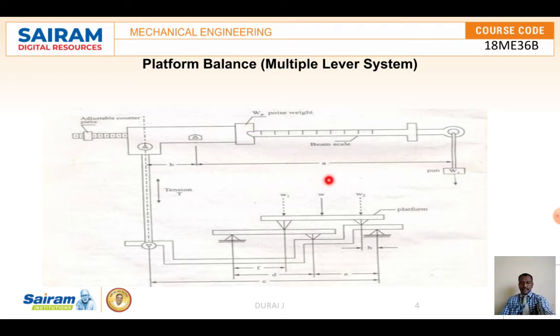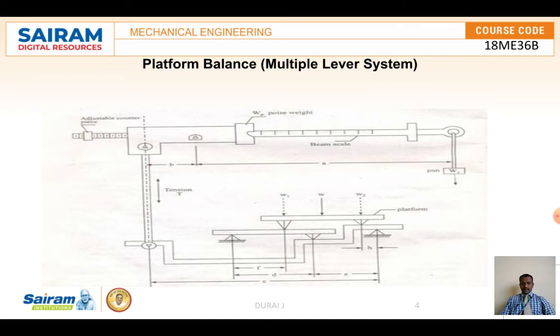Whenever the equal and unequal arm balance method is not used for the measurement of large weights, at those times the platform balance method can be used to measure large weights. Here the large weight W can be measured in terms of two smaller weights W1 and W2.